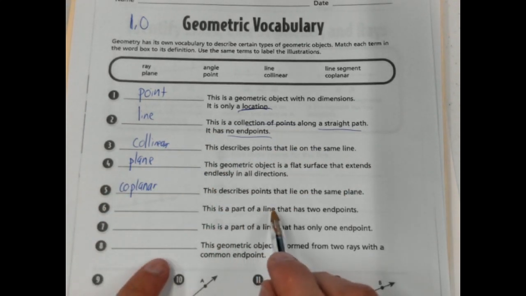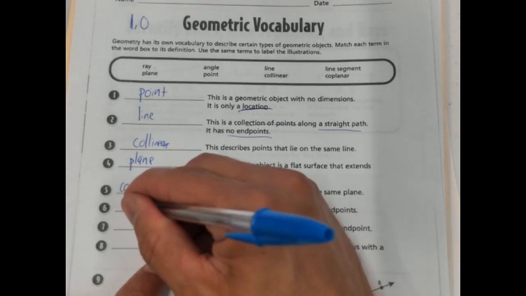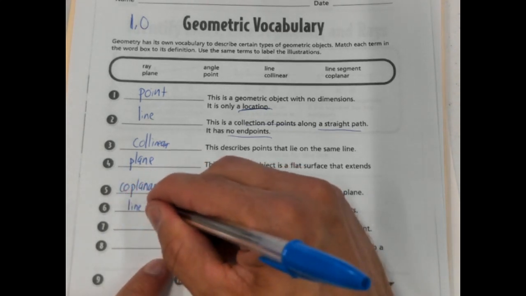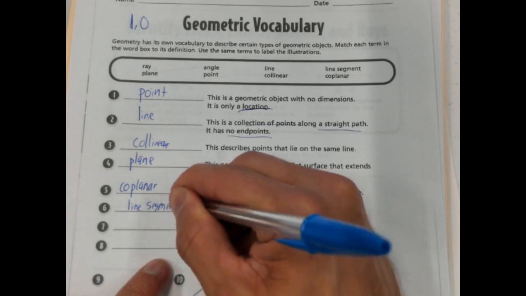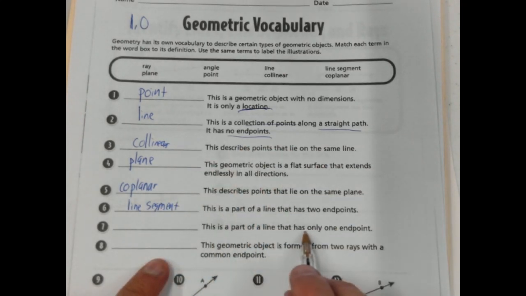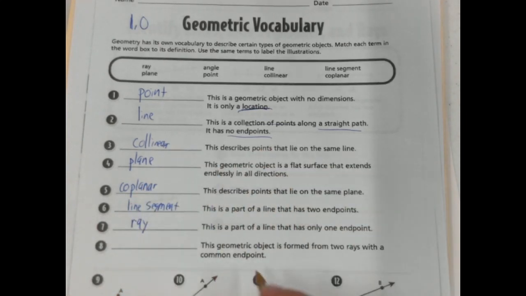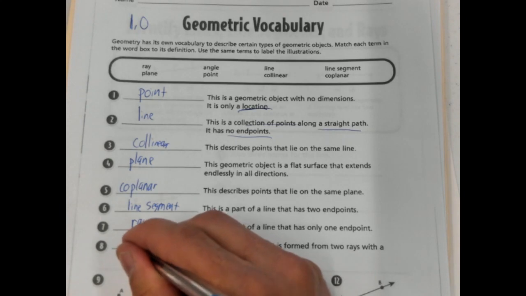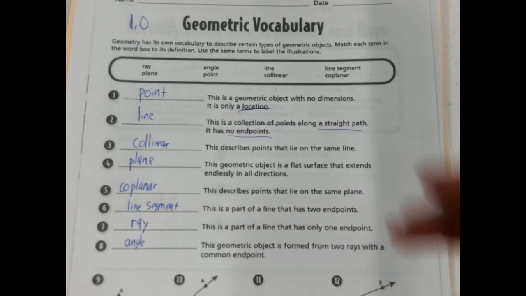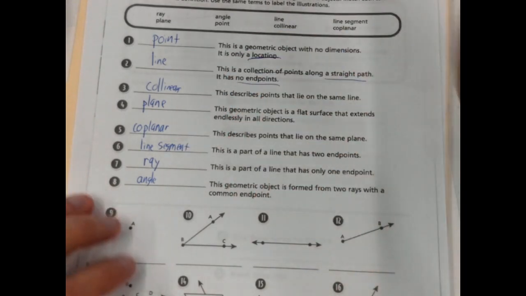This is a part of a line that has 2 endpoints. It's going to be a line segment. This is the part of a line that only has 1 endpoint. That's going to be ray. And then this geometric object is formed from 2 rays with a common endpoint. That's going to be angle. Okay. So those are the answers for the first 8.